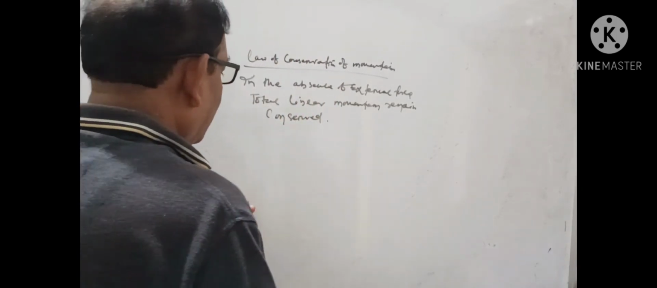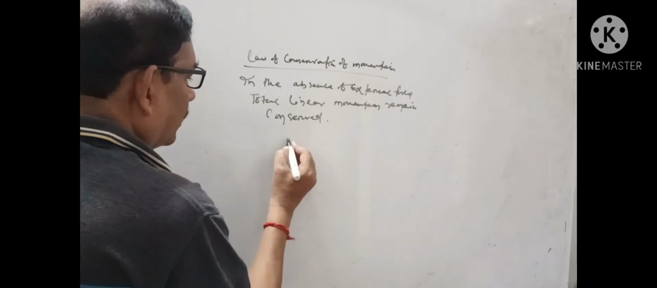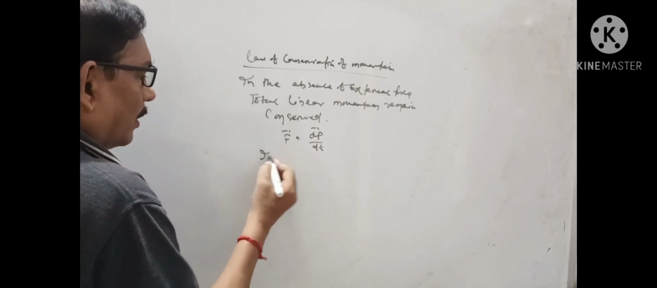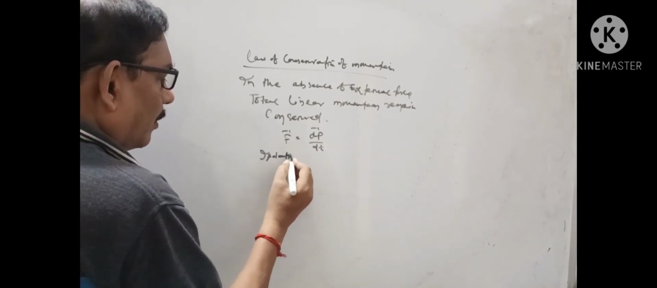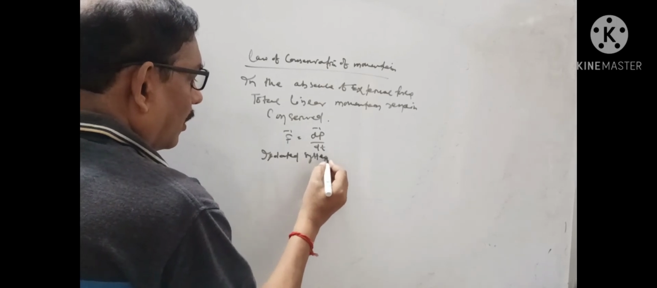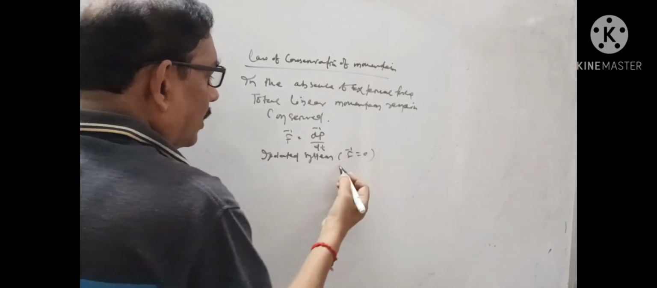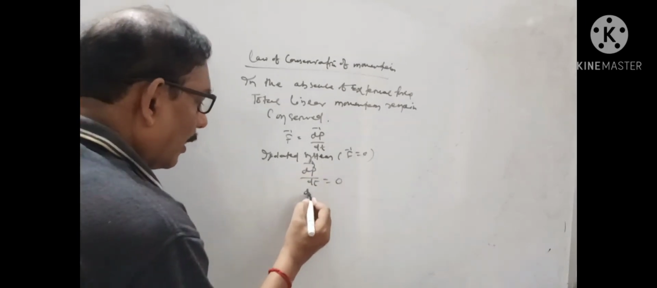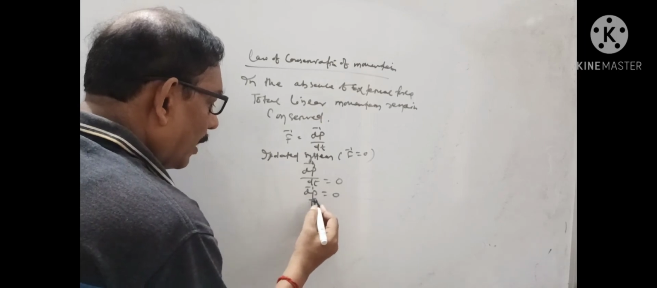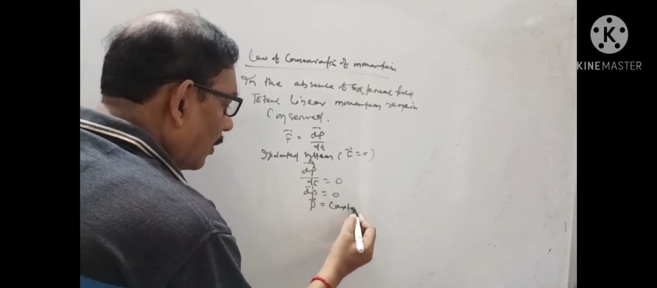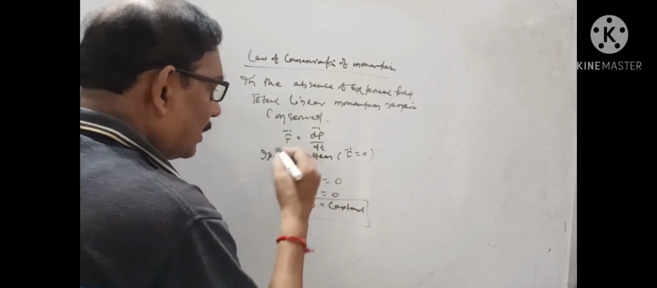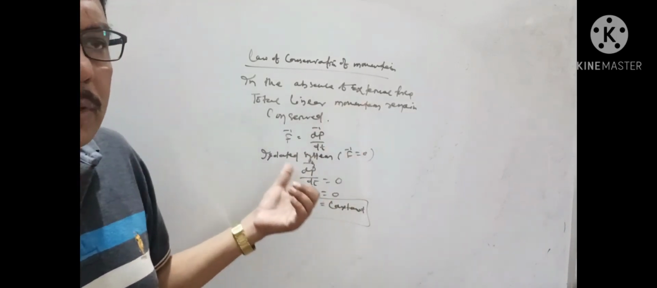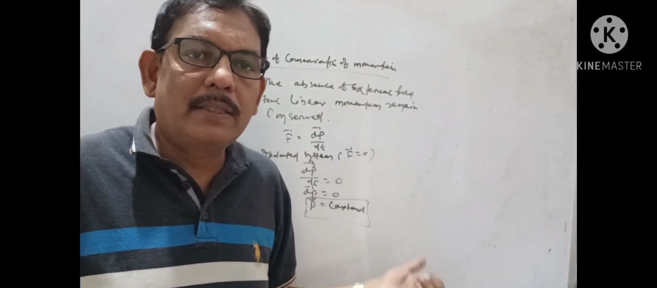According to Newton's second law of motion, force is equal to the rate of change of momentum. For an isolated system, the external force is equal to zero. So dP by dt is equal to zero, dP is equal to zero, and the momentum is constant. This is your law of conservation of momentum. In the absence of external force, the total linear momentum of the system remains conserved.